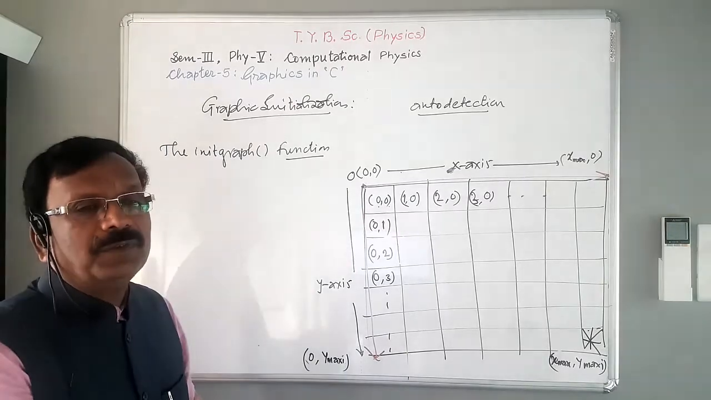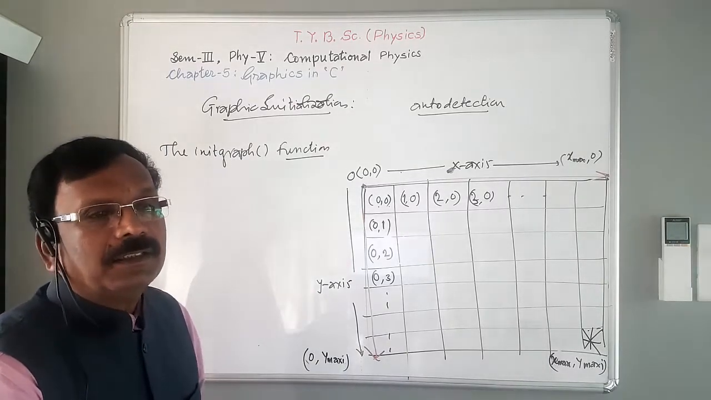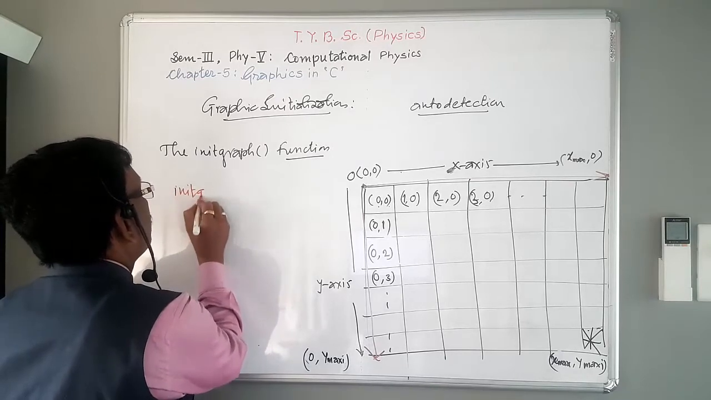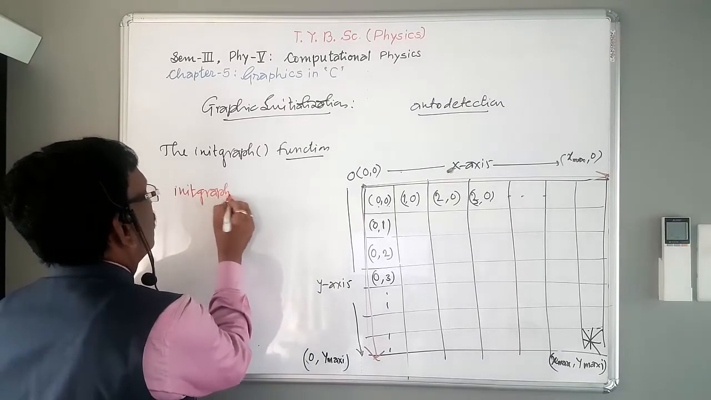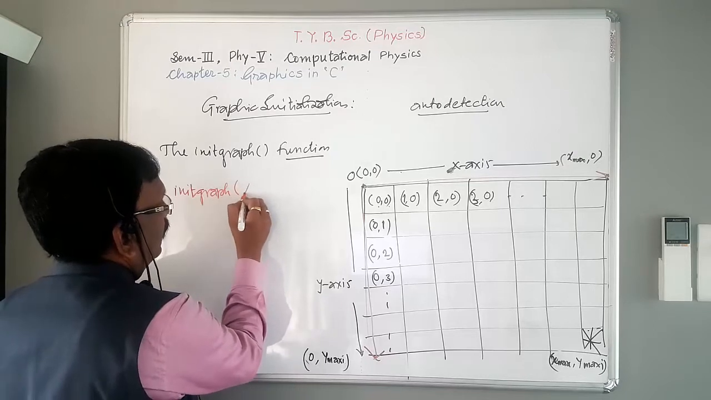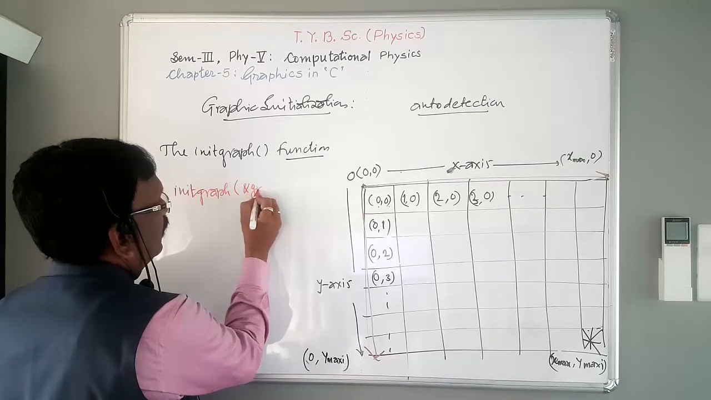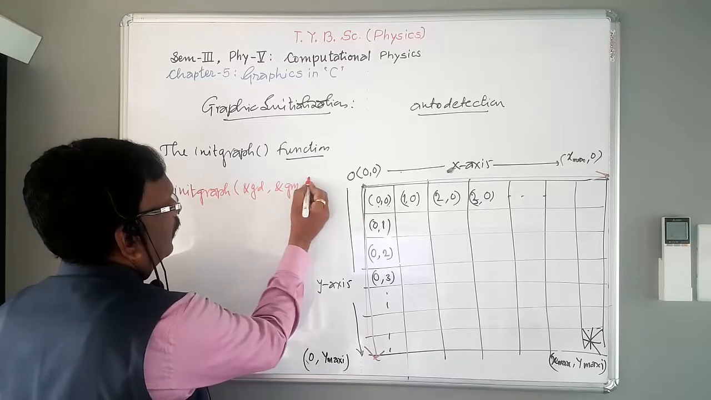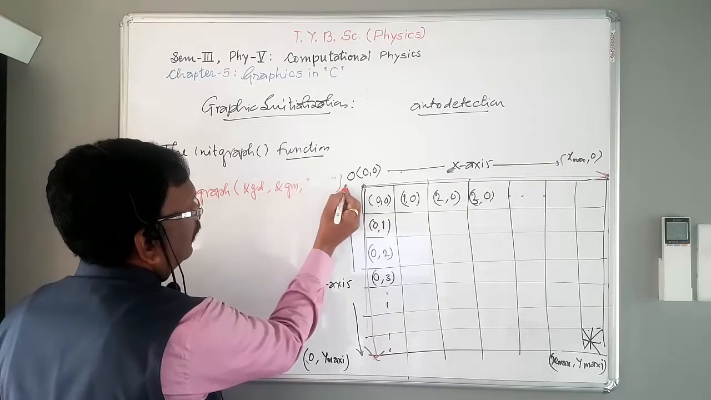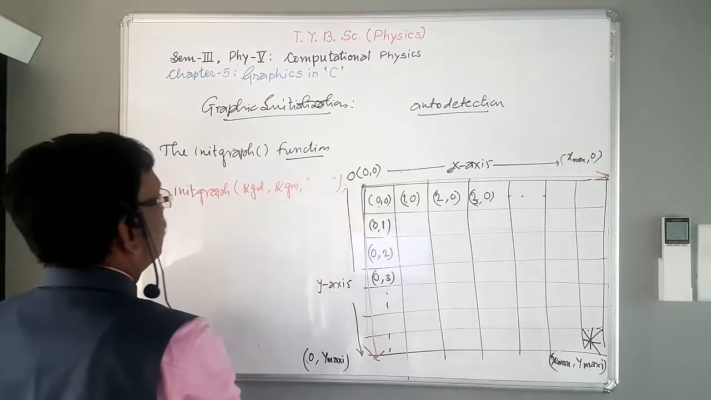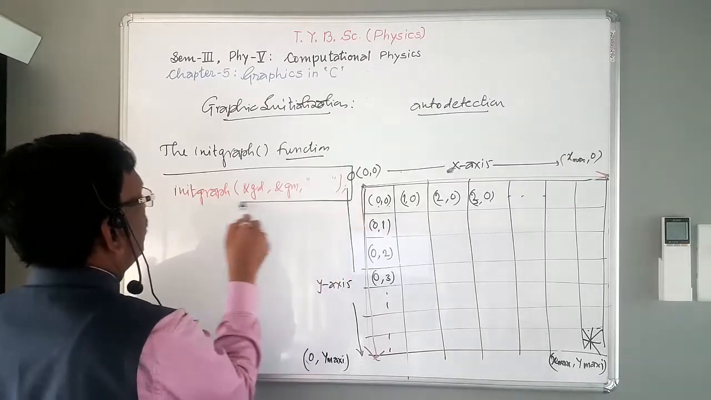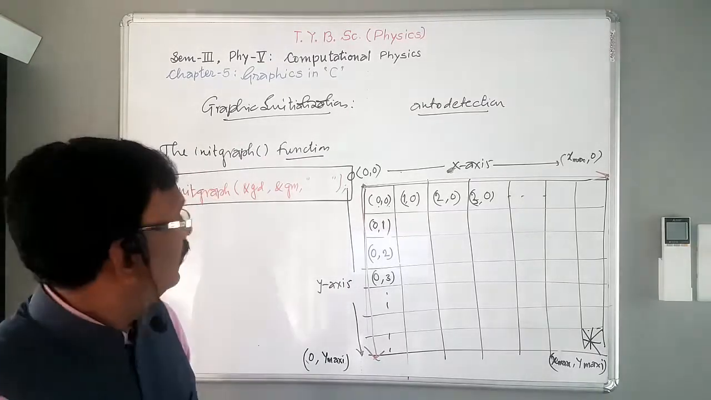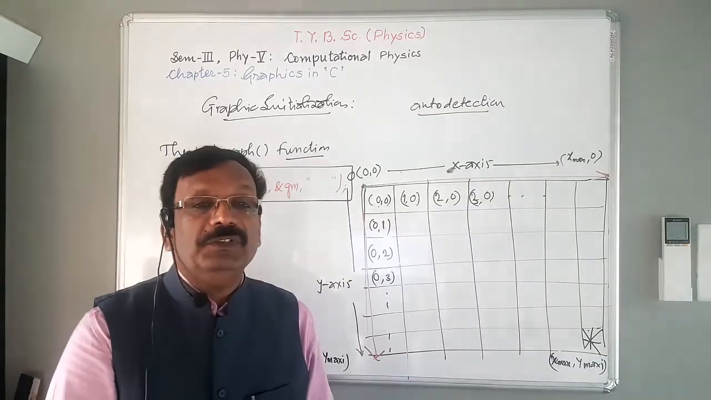Now the general syntax to write this initgraph function is initgraph, then GD and GM, and then the path. This is the general syntax. In this way you can use the initgraph function in your program.